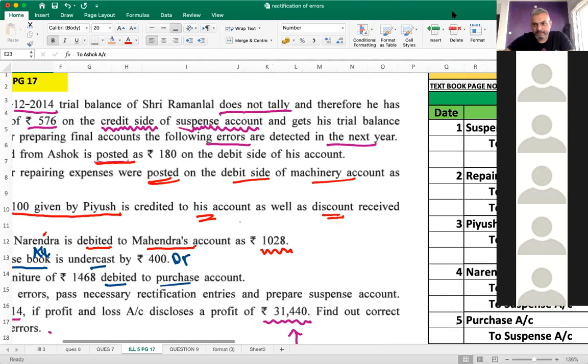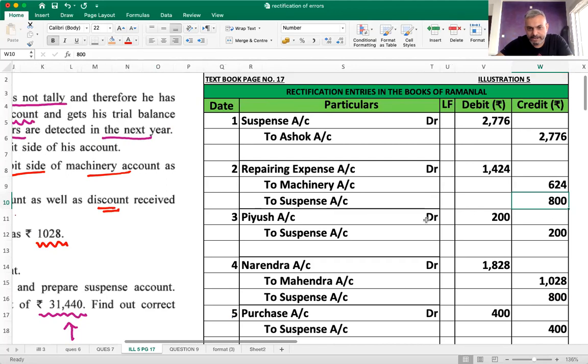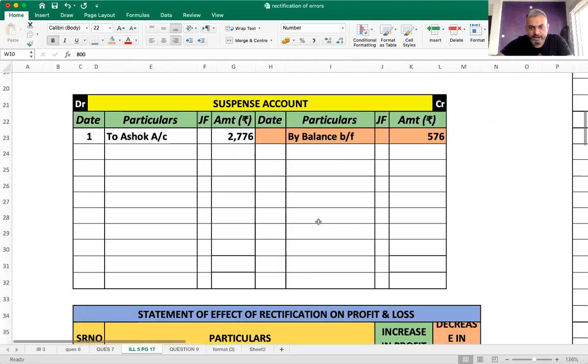Now let's go to the second transaction. Repair expense account debit 1424, to machinery account 624, and to suspense account 800. So suspense account will be credited by 800, date 2, by repairing expense account.